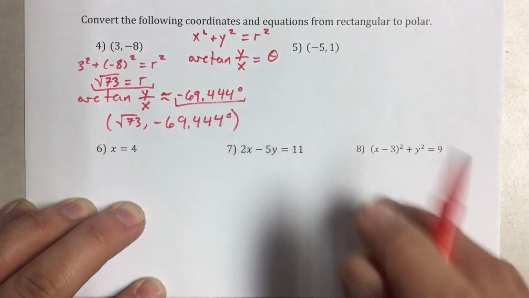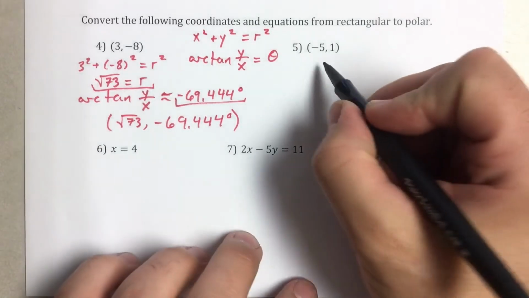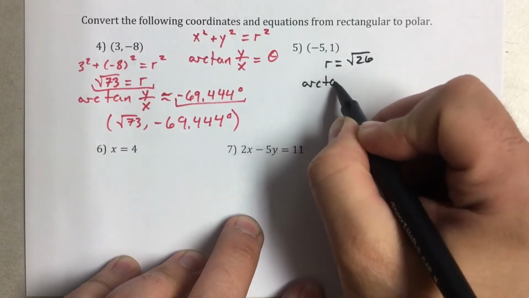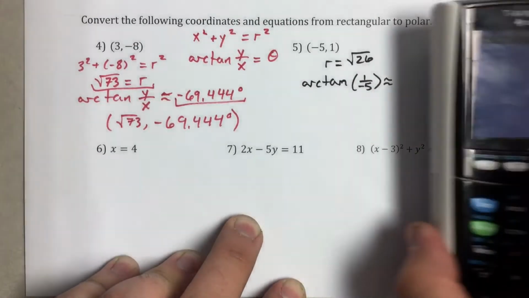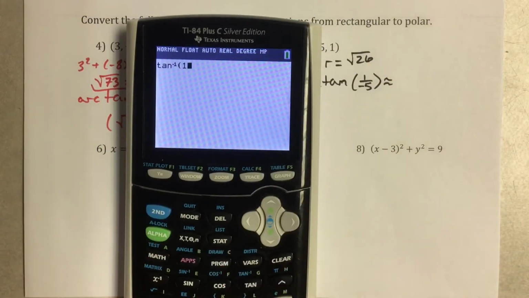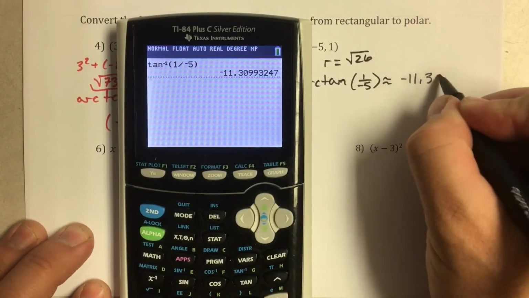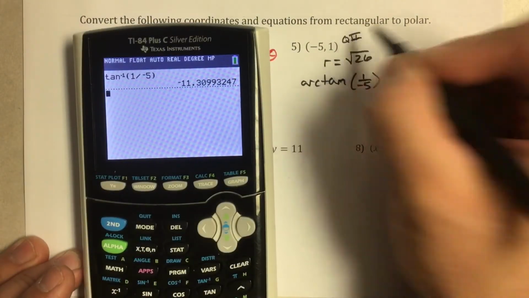Okay, so doing the same thing with number 5, x squared plus y squared equals r squared, and then arctangent of y divided by x. Now in this problem, you should get the radius to be the square root of 26. Now when you apply the arctangent of 1 over negative 5, we are in degrees, that's good, we find that we get negative 11.3099. Now that is not in quadrant 2, as the coordinate is.